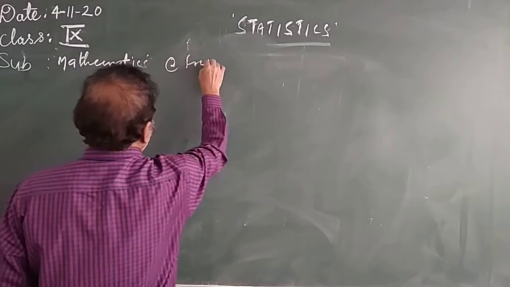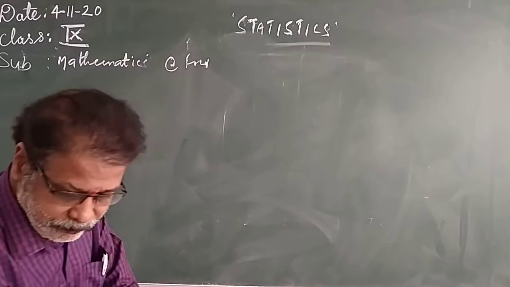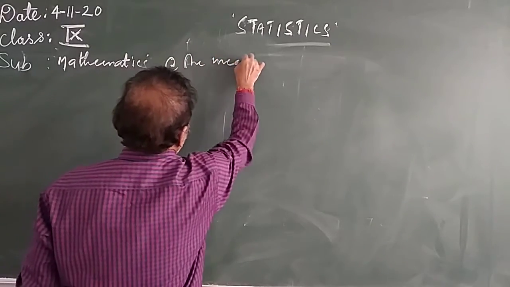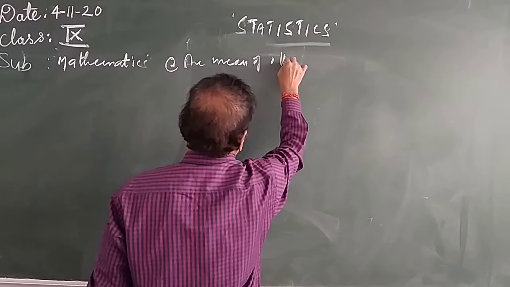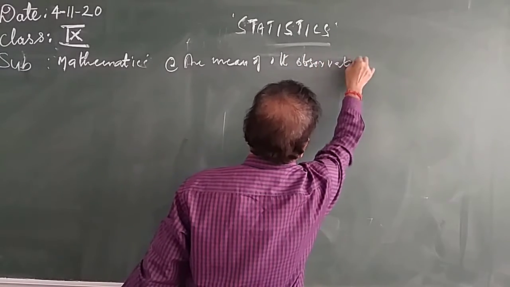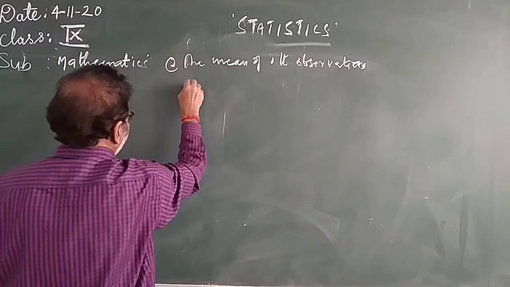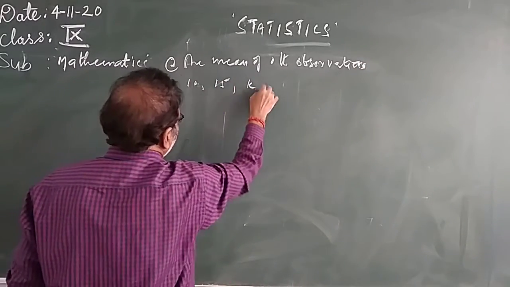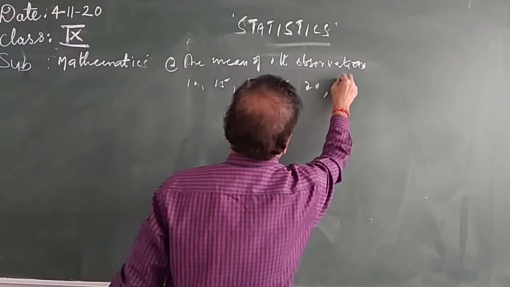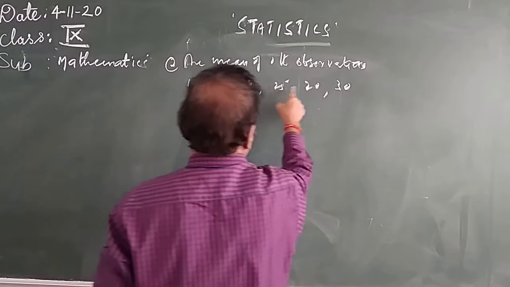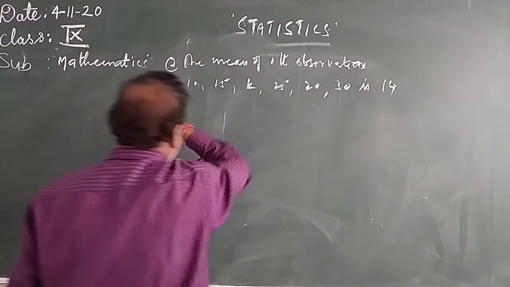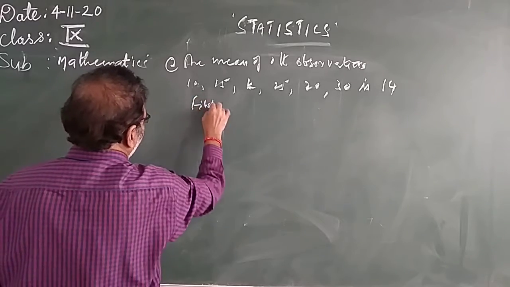Find the arithmetic mean of observations. The mean of the observations 10, 15, K, 25, 20, 30 is 14. Find K.